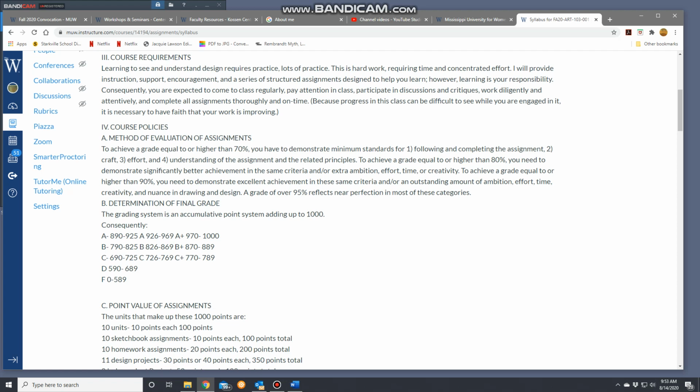Now, I list the categories that I'm looking at. Following and completing the assignments is a really important one. Craft and effort, but also thought, is really important. Demonstration that you understand the assignment and understand the principles behind the assignment. If you meet the minimum on those, then a grade of 70% or 75% is not that hard to achieve. But to get an 80%, you have to meet the minimum, but also be good or slightly better in at least some of those categories. And to get a grade of 90%, you have to meet minimum, but you also have to be excellent in at least some of these categories.